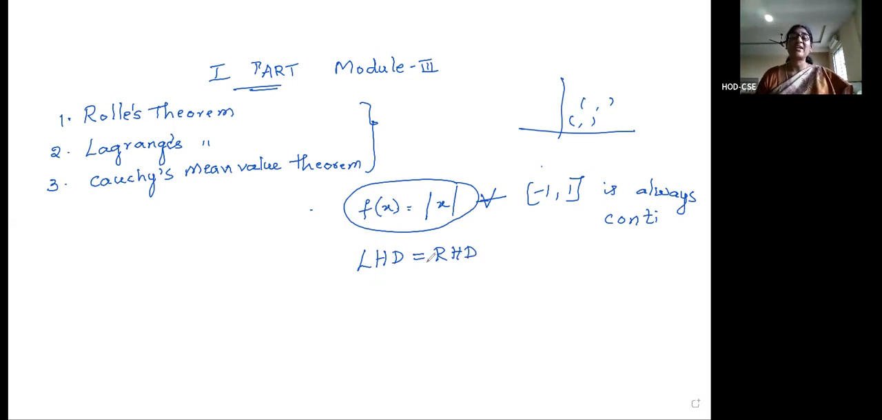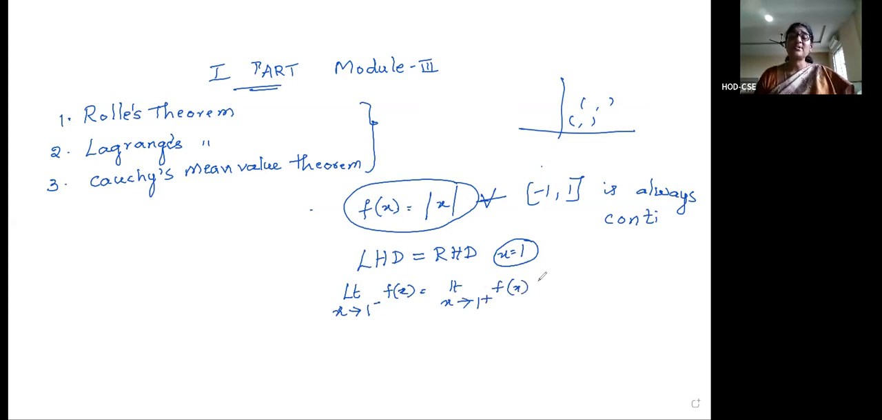What do you mean by left hand derivative? Suppose I want to check differentiability of the function around x is equal to 1. We have to check whether the limit x tends to 1 minus f of x is equal to the limit x tends to 1 plus f of x or not. So these two things we need to check now.